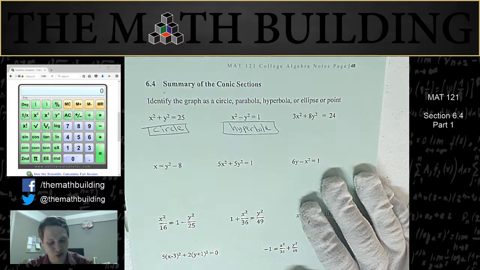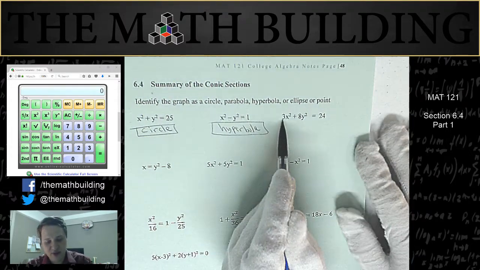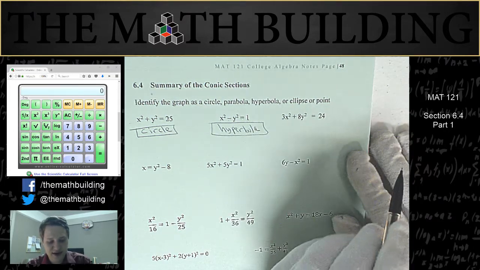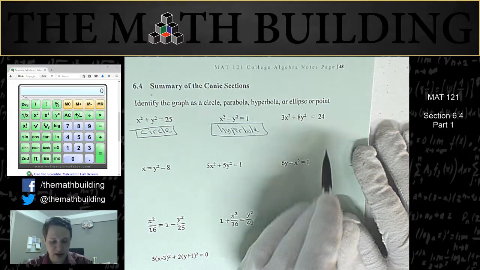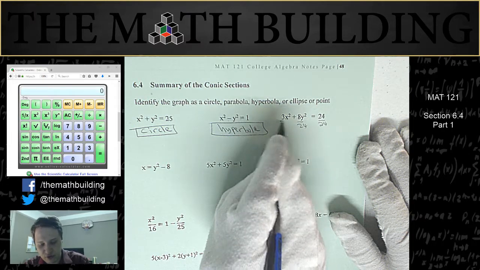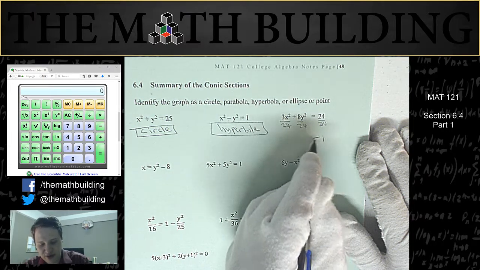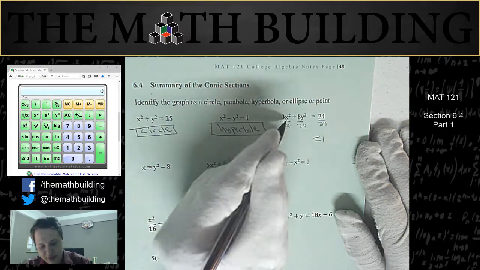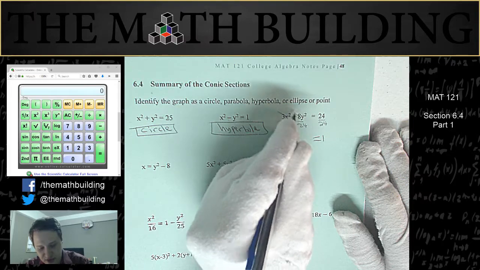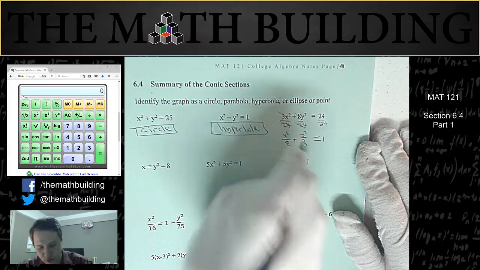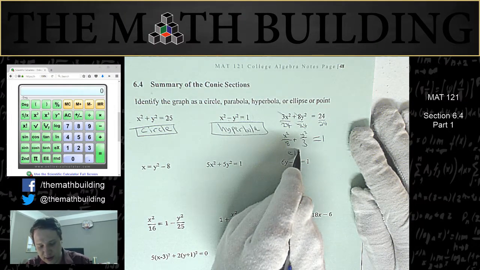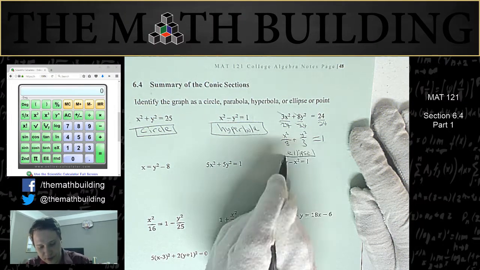Taking a look at this next one, we have 3x squared plus 8y squared equals 24. I can tell what the answer is by looking at it, but one thing you should think about doing is dividing everything by 24 first, because that gives us the 1 on the right. Then 3 and 24 cancel, so you get x squared over 8 plus, 8 and 24 cancel, y squared over 3. And now that it equals 1, we see that that's an ellipse.